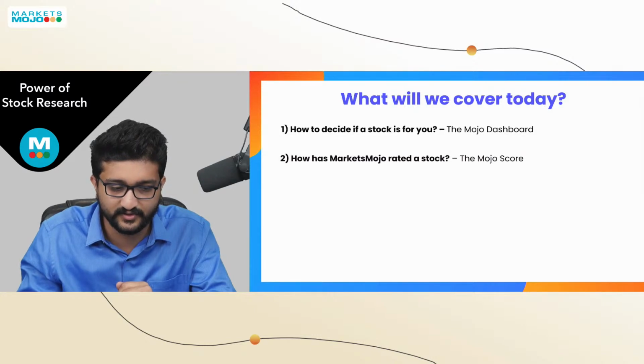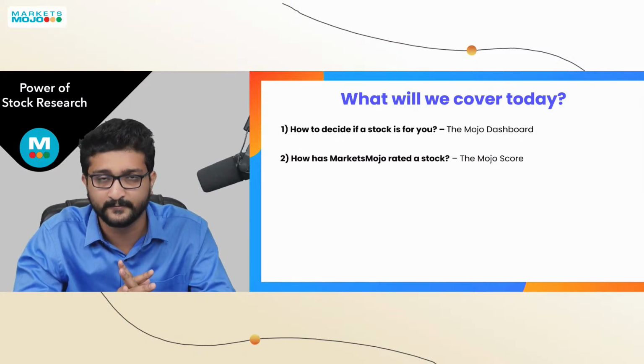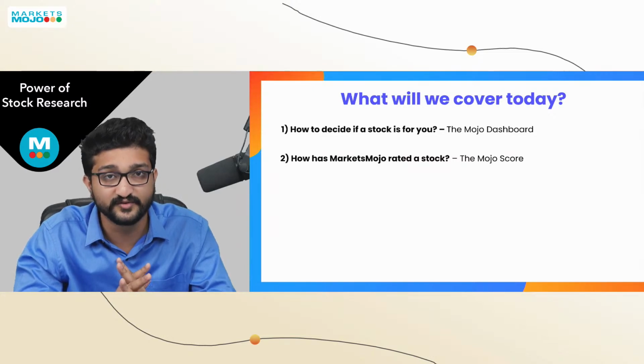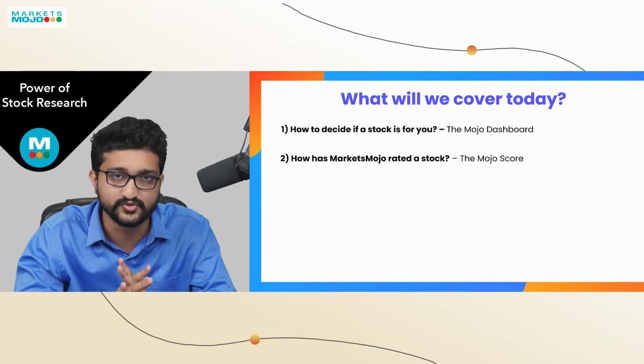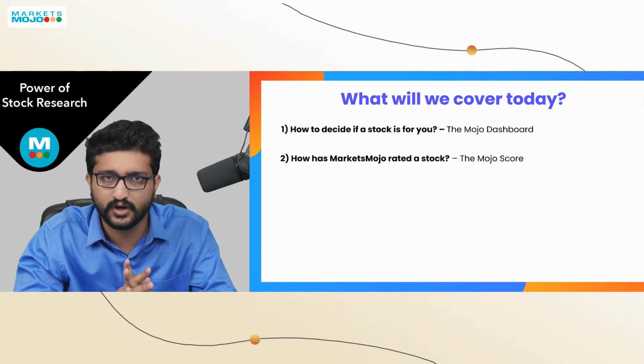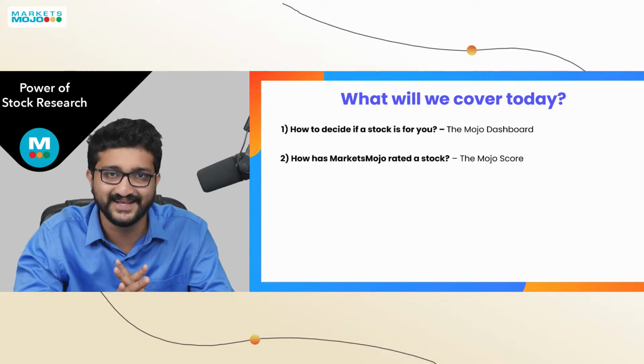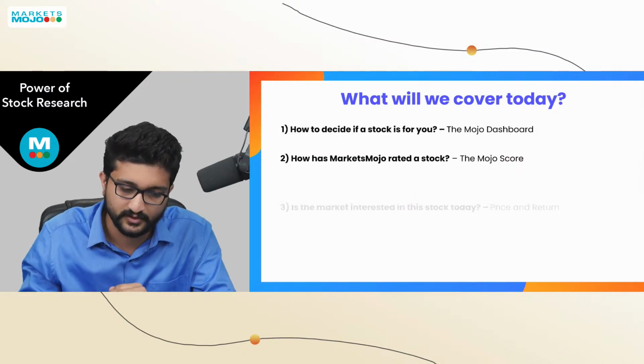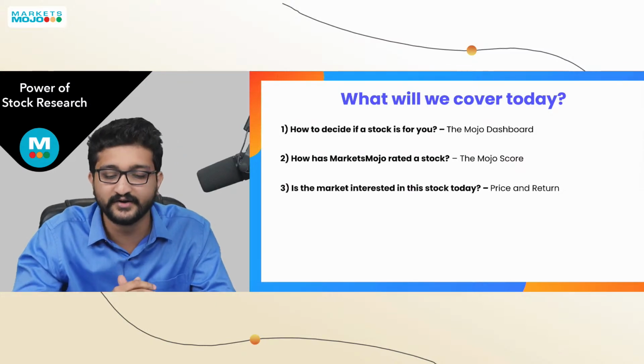The second thing we'll cover is how Markets Mojo has rated stocks. This is the Mojo score. This is the most important thing of today's session. We'll be understanding the Mojo score and how it runs. Towards the end, when I show you my strategy, I'll also show how I use the Mojo score in actually analyzing stocks. The third one is, is the market interested in the stock today?